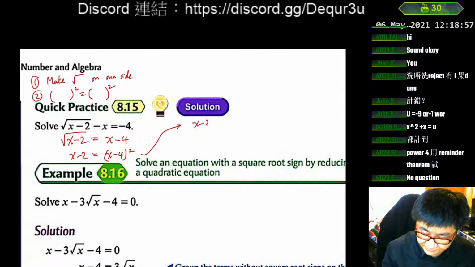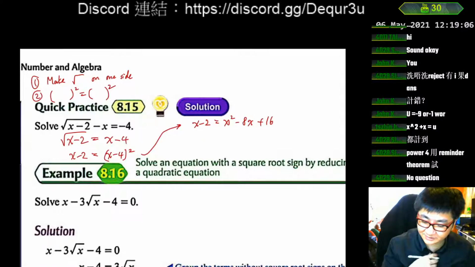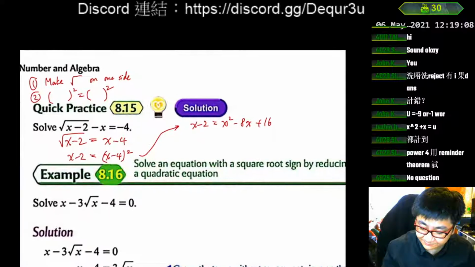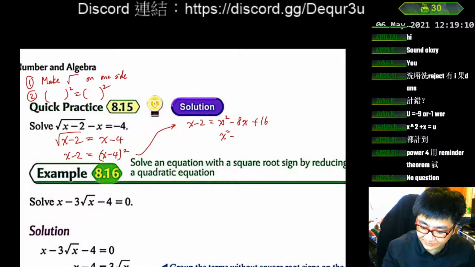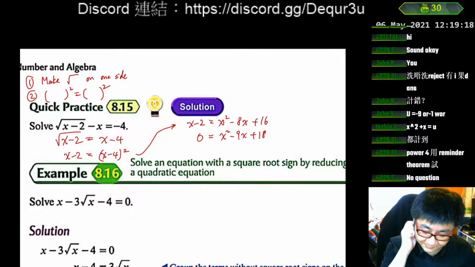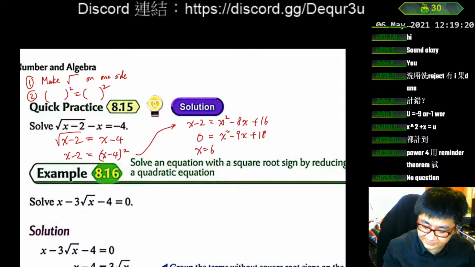So let's go on. Then x minus 2, expand the right hand side, x squared minus 8x plus 16. And making it into a calculator friendly form, then x squared minus 9x plus 18. Does it work? Okay, 6, 3, 18, yes. And therefore x is 6 or x is 3.